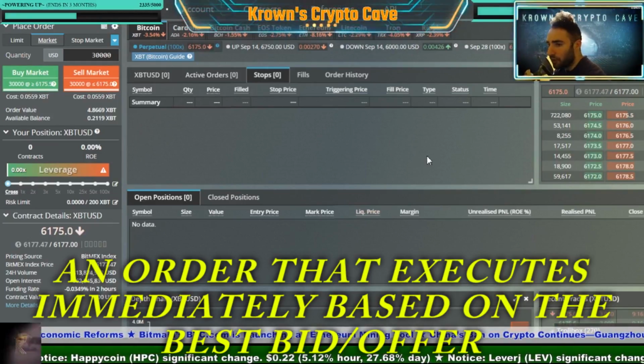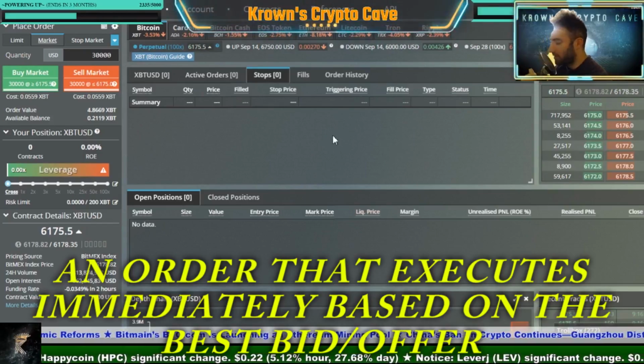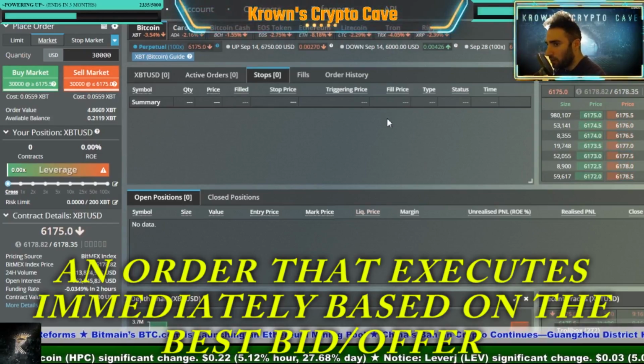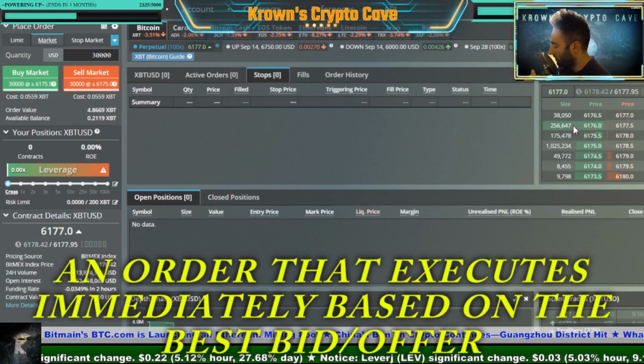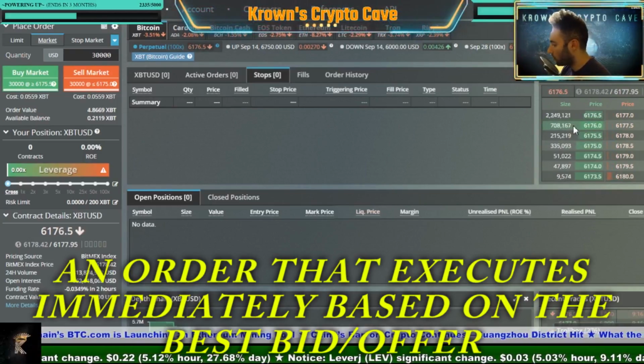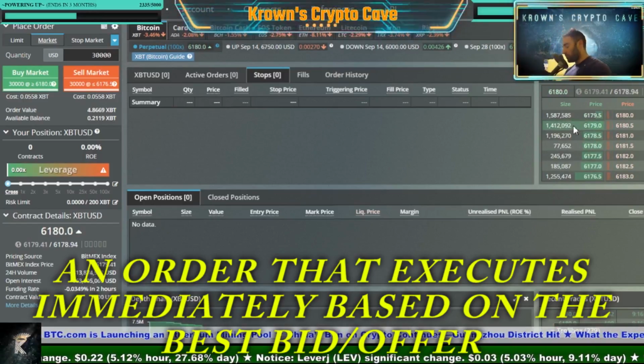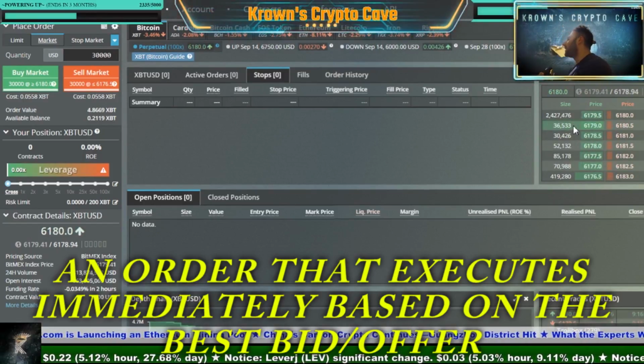Now, by the same token, if I want to be a seller and I hit the red button, it will go into the order book over here, say 61.75 is our current best bid, and it will sell right to that person. So what is the advantage of using a market order?